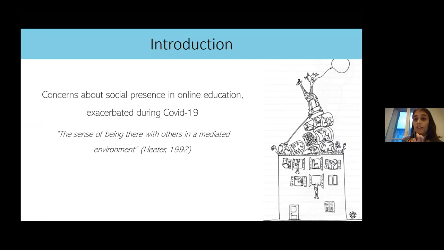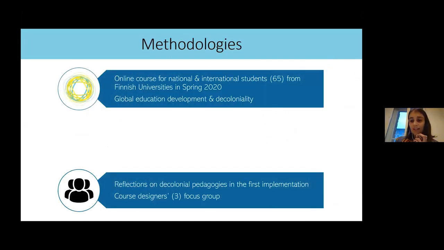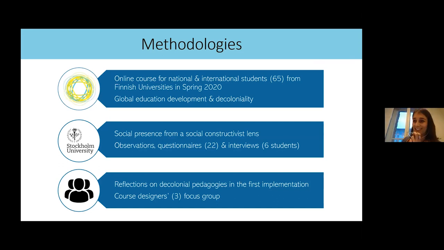is getting more importance. In my study, this slide is not completely finalized, so sorry for that. I analyzed an online course offered by a network called UniPID Network, a network of Finnish universities, to international and national students enrolled in Finnish higher education. It was offered in spring 2020. The course focused on global education development from a decolonial perspective. That was the course topic. The aim was to explore the education power structure globally and locally. That's about the course I studied.